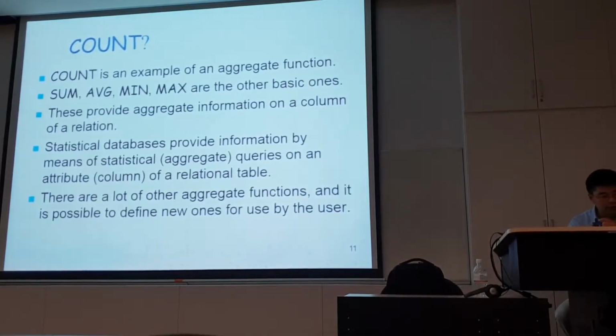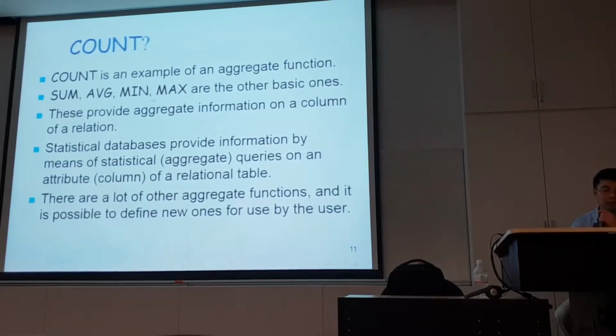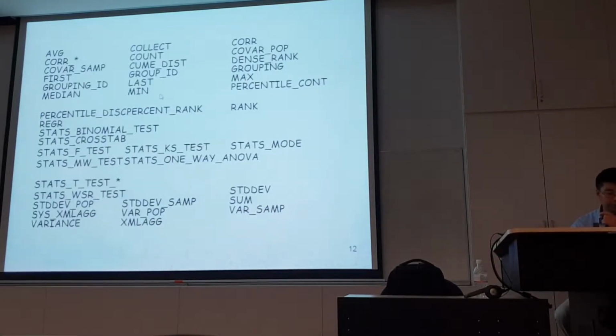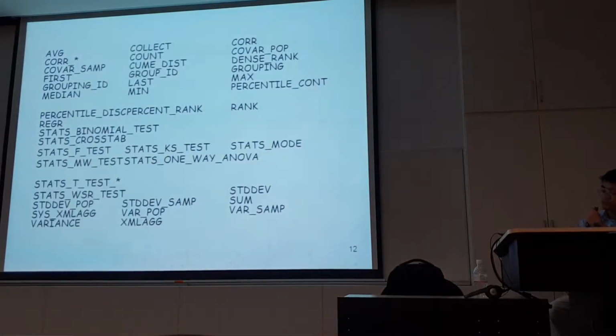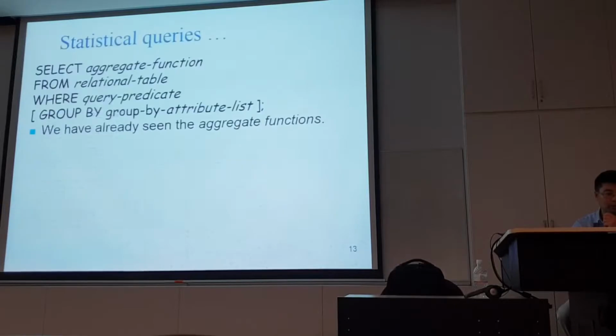So in general, the sum and the average are less sensitive than the min and the max. But depending on the situation, sometimes the mean and the max may still hide the salary of an individual user. So this slide shows aggregation functions we can actually use. Many of them we don't use often, but some of them we use quite often.